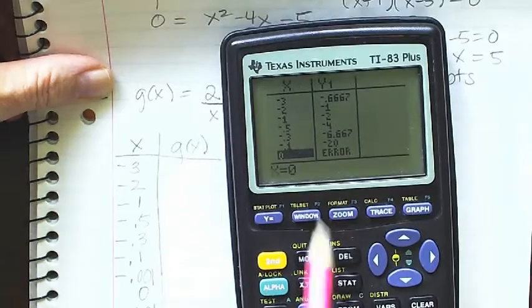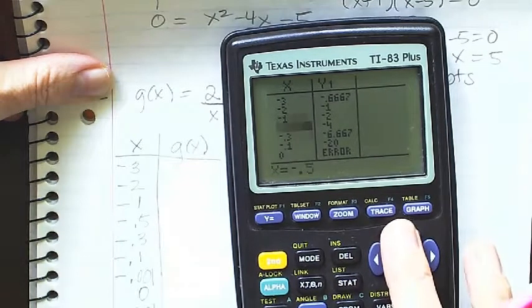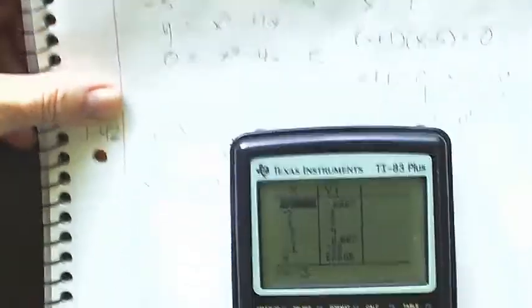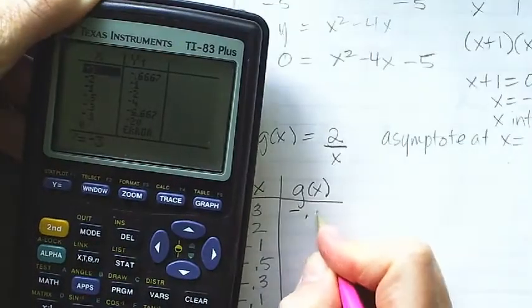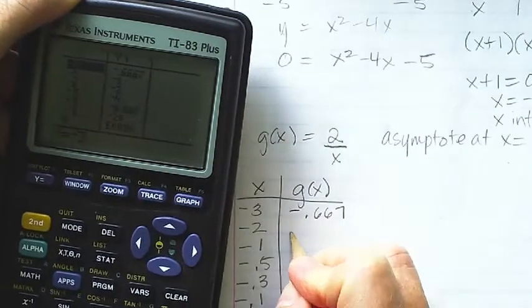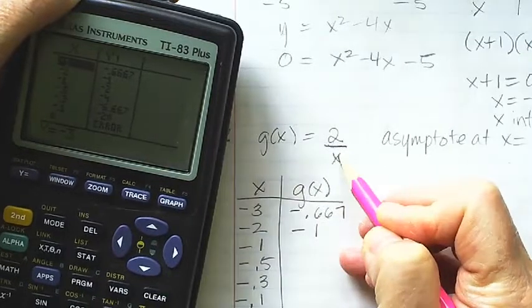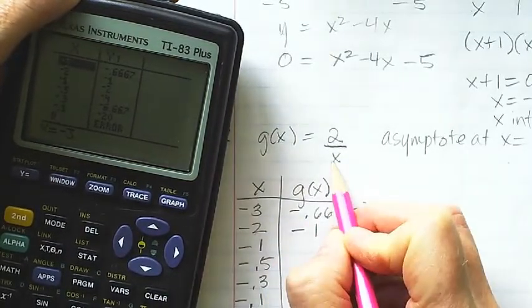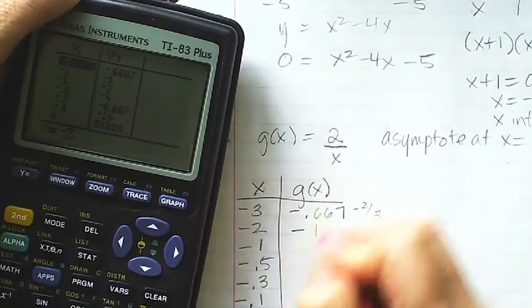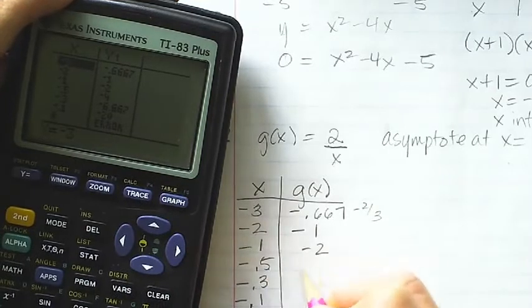Now look at what happens at 0. You get an error. Why is that? It's not going to let me do anything past that. Let me fill these in. So -3, I got -0.667. -2 is -1. So you're just plugging in -3 right here. That would be -2/3. Plugging in -2 will give you a -1. Plug in -1 will give you -2. Plug in -0.5.